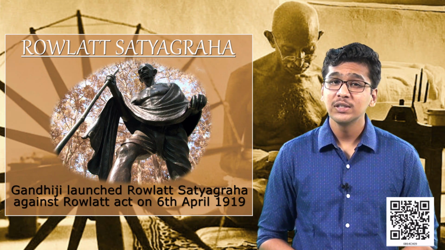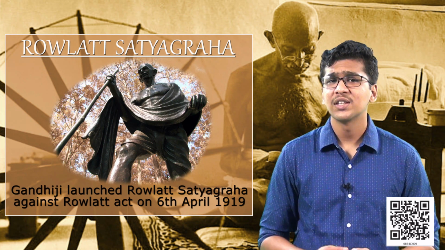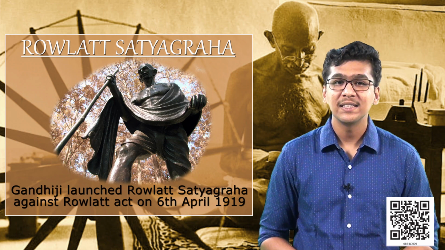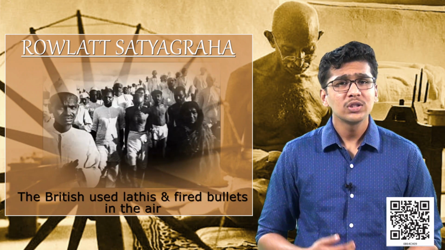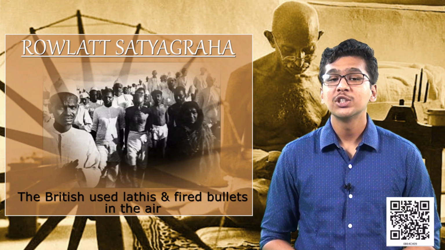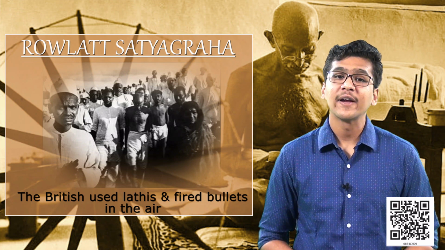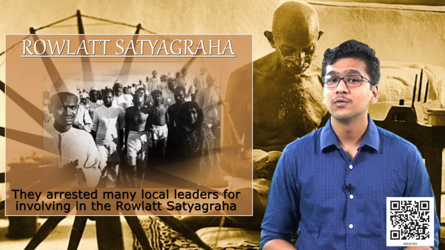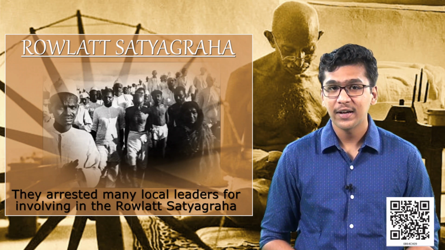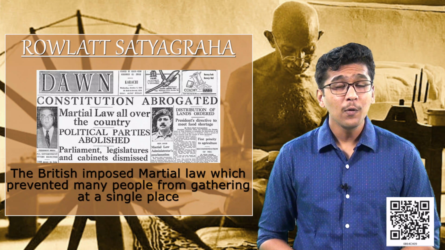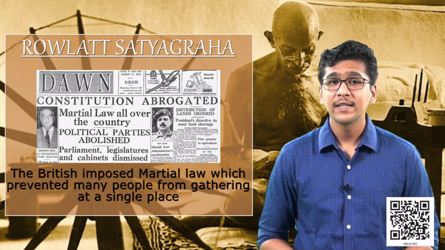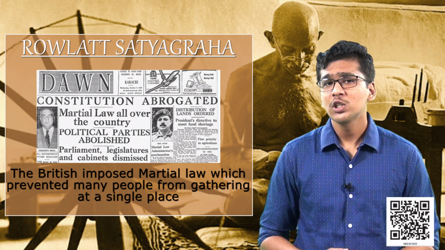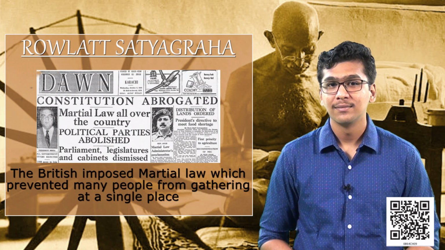Thus, Gandhiji decided to launch the Rowlatt Satyagraha against the Rowlatt Act on the 6th of April 1919. To suppress these hartals, the British used lathi charge and fired bullets in the air. They arrested many local leaders for involving in the Rowlatt Satyagraha. They imposed martial law, which prevented too many people from gathering at one place. This was made to control the hartal.